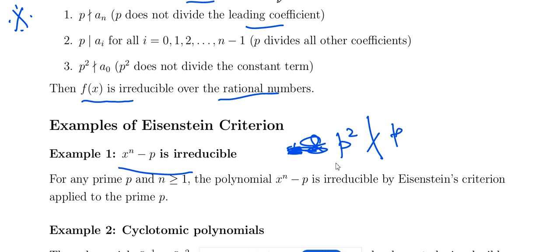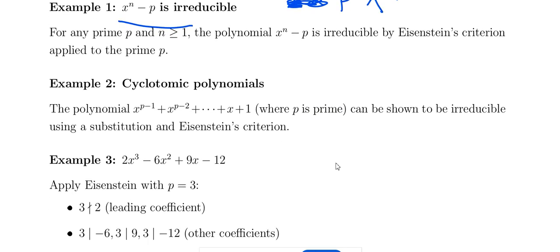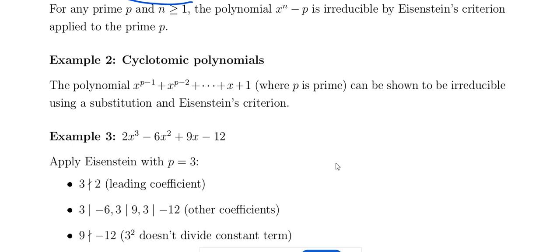Okay, and the cyclotomic polynomial. What do we mean by the cyclotomic polynomial? x power p minus 1 plus x power p minus 2 plus and so on plus x plus 1, where p is a prime. This is irreducible. It can be shown to be irreducible using a substitution and the Eisenstein criterion.